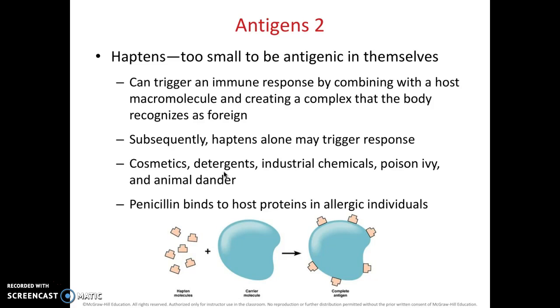There are also things that are smaller than antigens, and these are called haptens. These are too small to be antigenic themselves, but they can trigger an immune response when they combine with a host macromolecule or a carrier molecule that creates a complex the body will recognize as foreign. Haptens are usually found in allergic responses, and these would be cosmetics, detergents, industrial chemicals, poison ivy, poison oak, animal dander, things like that.